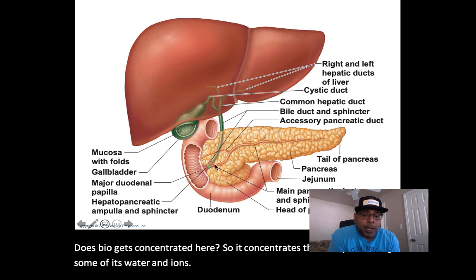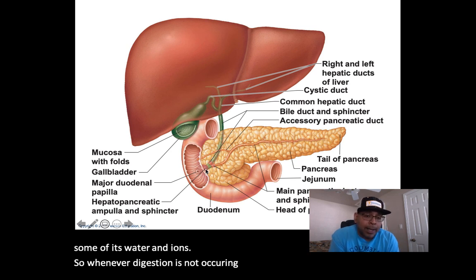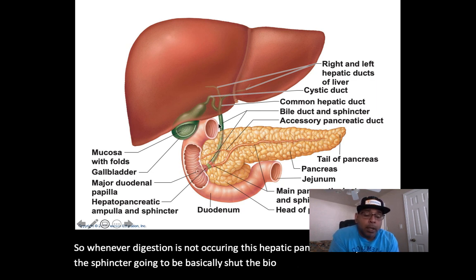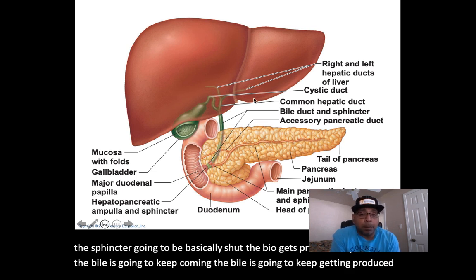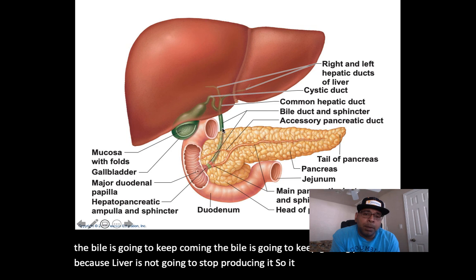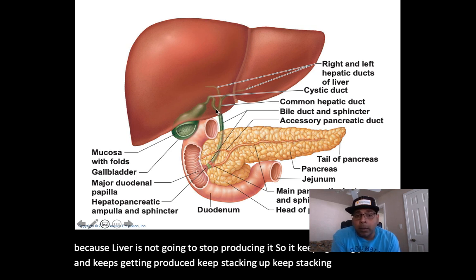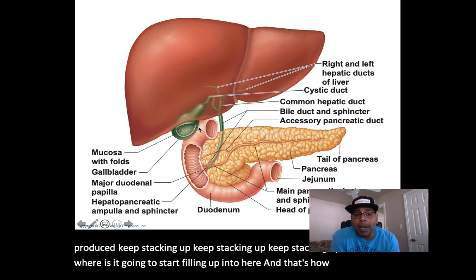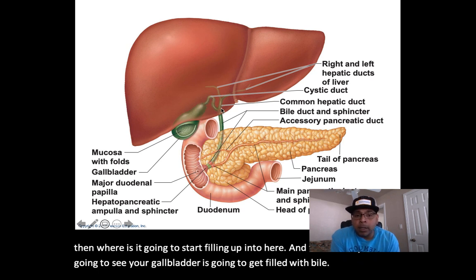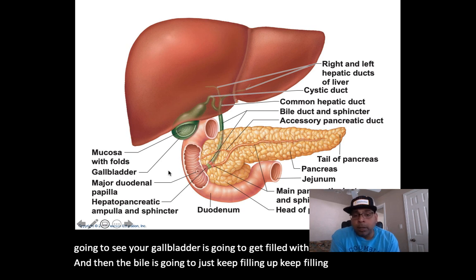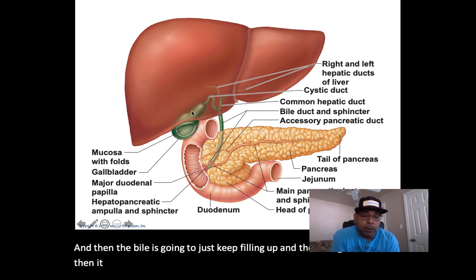So whenever digestion is not occurring, this hepatopancreatic ampulla and the sphincter are going to be basically shut. The bile gets produced by the liver, and the liver's not going to stop producing it. So it keeps getting produced and stacking up. And then where is it going to go? It's going to start filling up into here. And that's how your gallbladder is going to get filled with bile. Then the bile keeps filling up, and then it'll get used. And then we'll empty it out, and then we start refilling again.